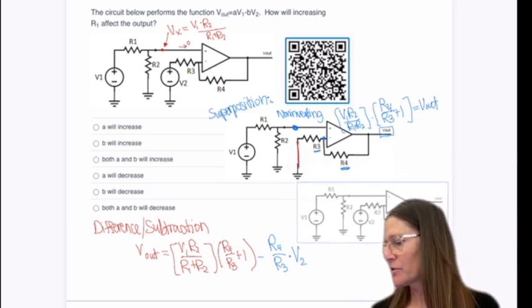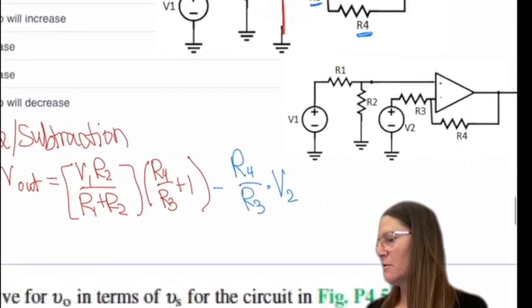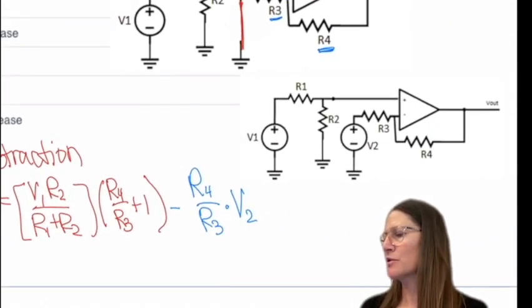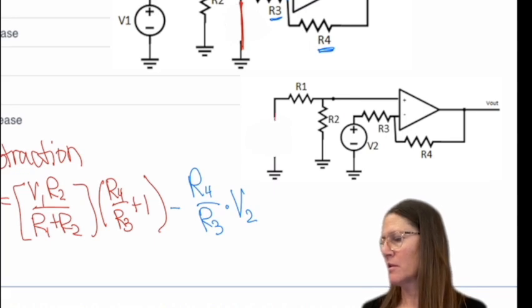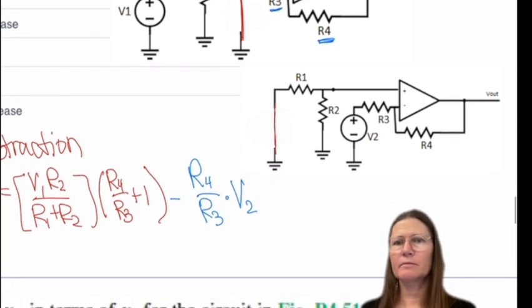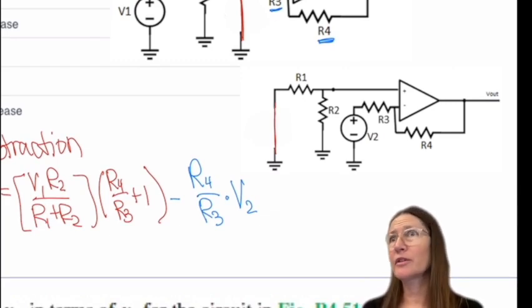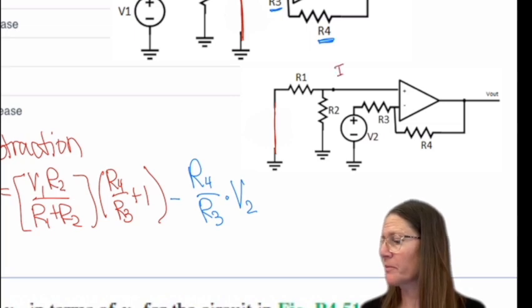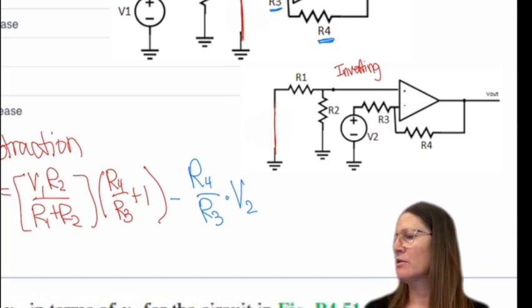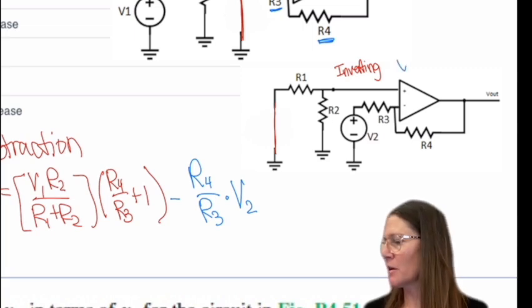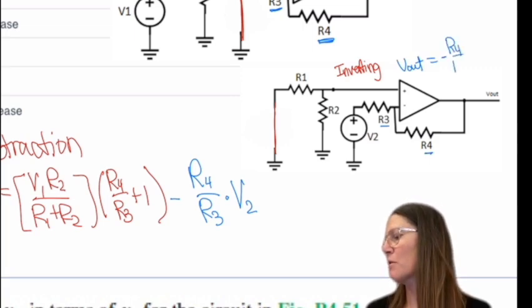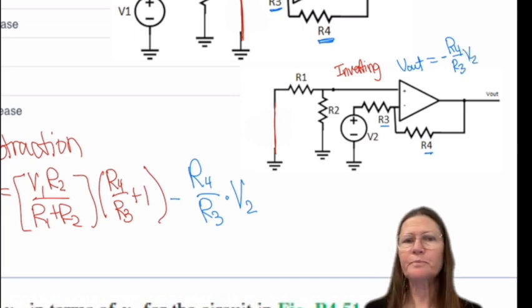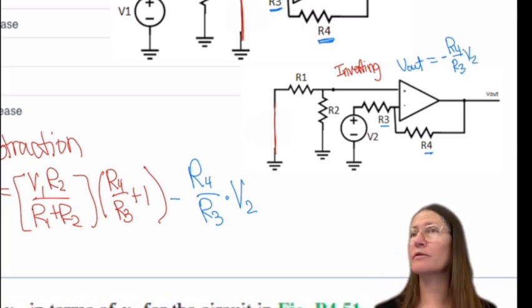And then I can do the other source. So removing the other source, what is this configuration? It's just an inverting. And we know the inverting is just this resistor over this one and a negative. So negative R4 over R3 times that input V2. So then I sum them together to get the final.